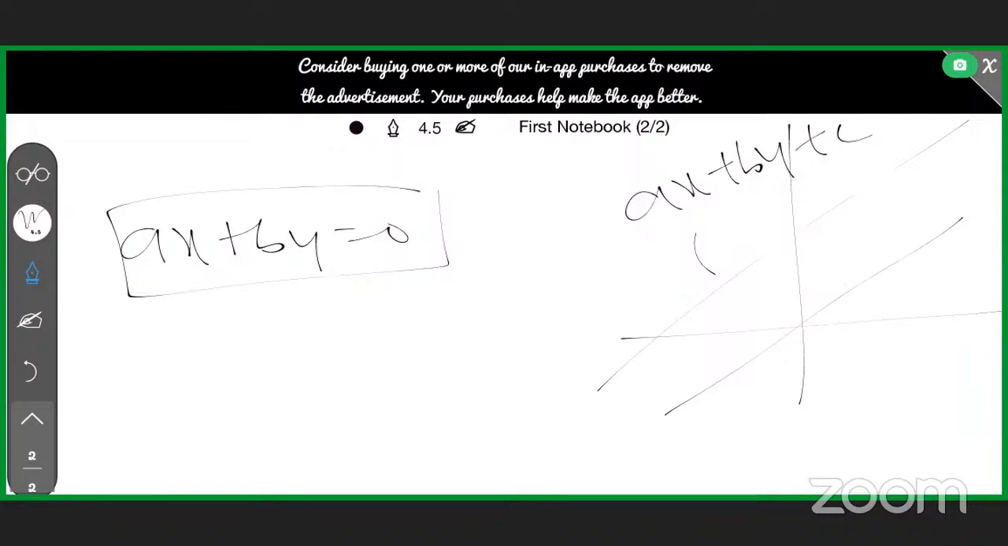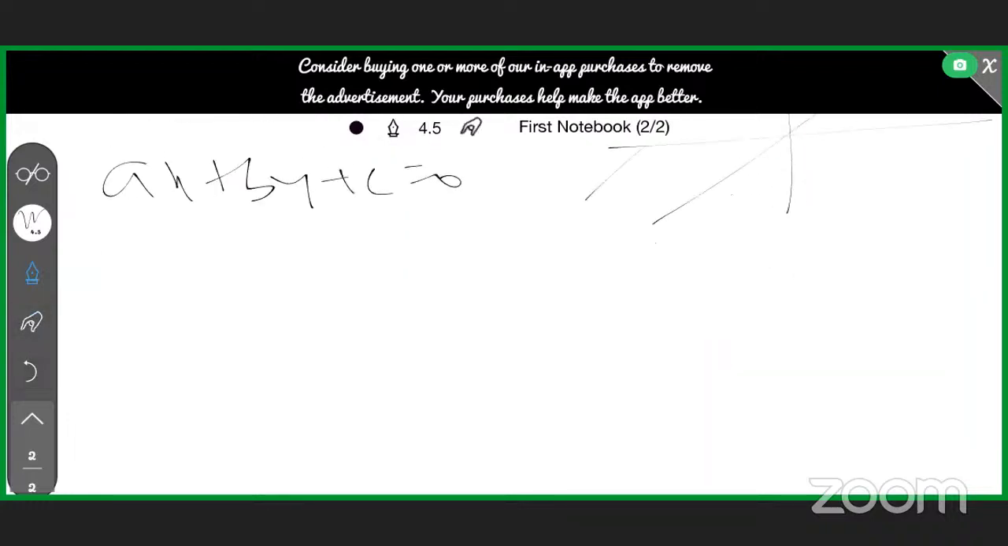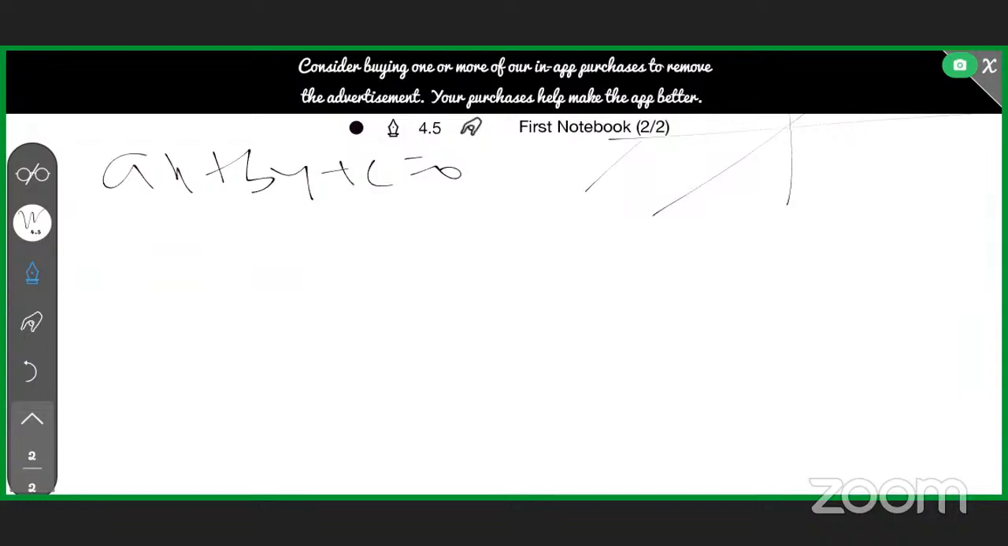Similarly, if Ax plus By plus C is equal to 0 is a line, another line perpendicular to this line and passing through the origin is given by Bx minus Ay is equal to 0.